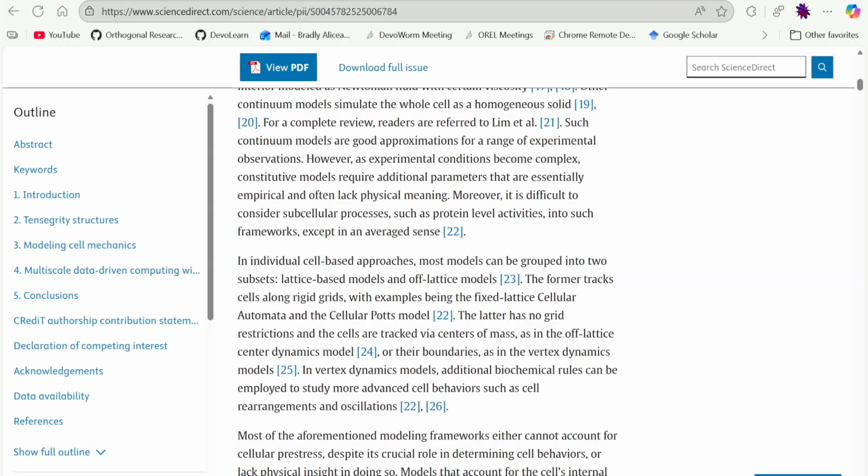But once you start measuring more parameters in the cell, those become less useful, especially when you consider complex physical interactions. So it's hard to consider subcellular processes such as protein level activities. And to get around that, sometimes people use averaged values. So you can use a mean field model or an averaged model of things like protein level or other types of parameters.